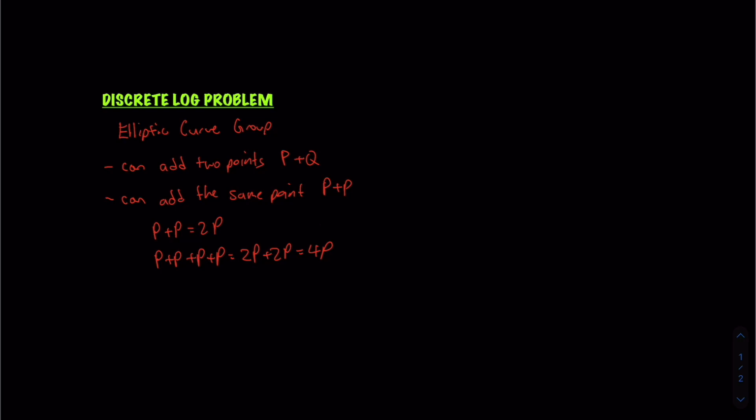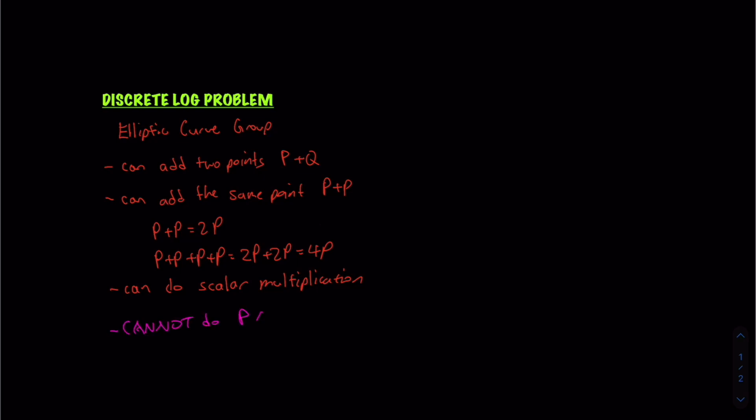Now note that our group never defines multiplication between points. We can't do P times Q. We can only do scalar multiplication, such as 5 times P, like we saw earlier in the example 4 times P. That's the same as adding P to itself 4 times.